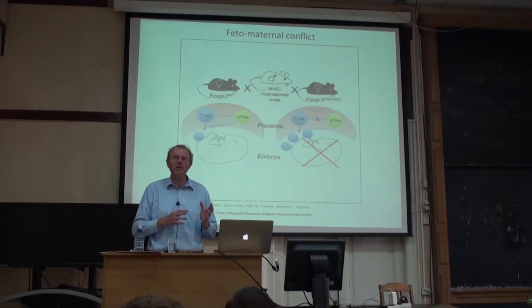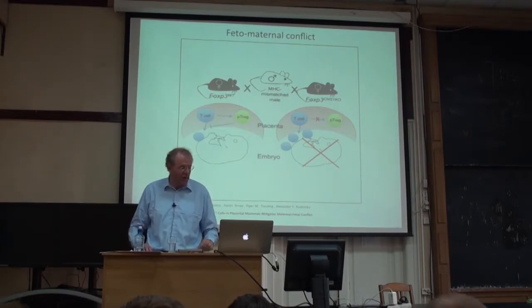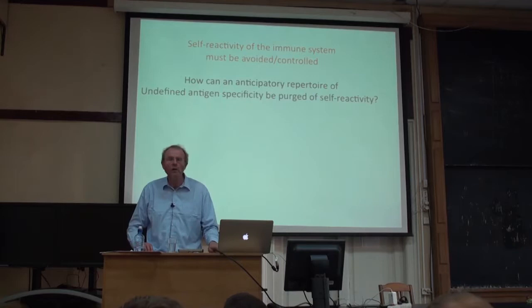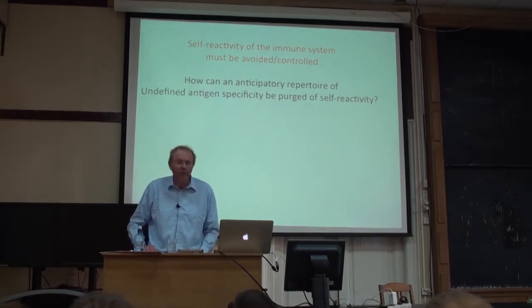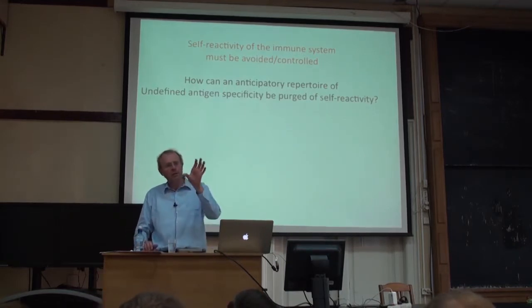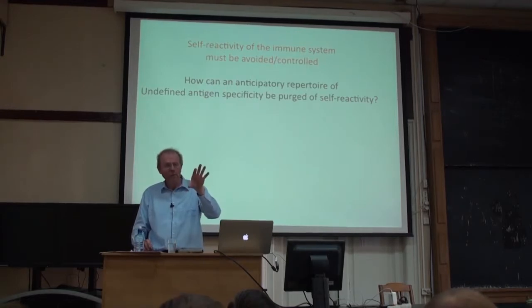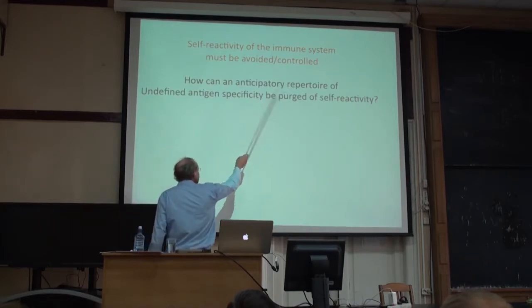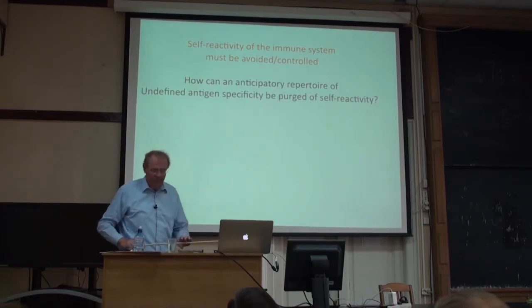So there are ways at the molecular and cellular level to regulate these processes, but of course the T cells must be somehow also selected, or the repertoire must be selected. We've been discussing selection against self-reactivity for quite some time. So how is it possible, if we prepare the antigen receptor repertoire ahead of time before they see antigen, how is it possible to purge this anticipatory repertoire of self-reactivity?